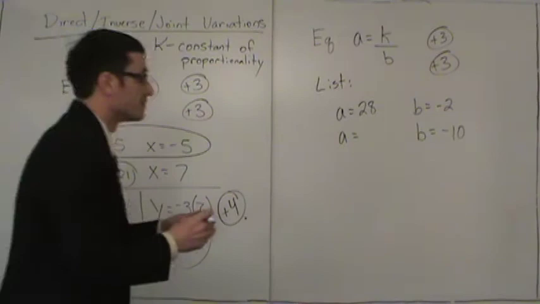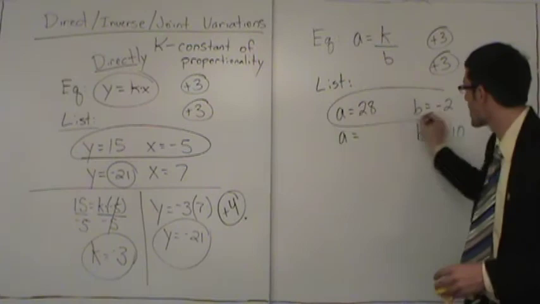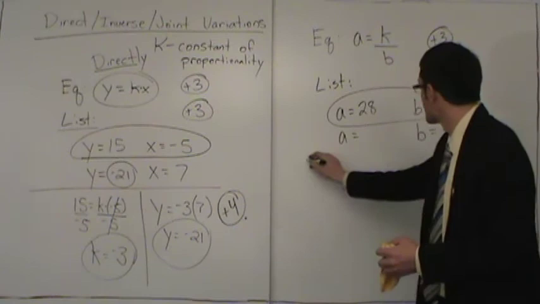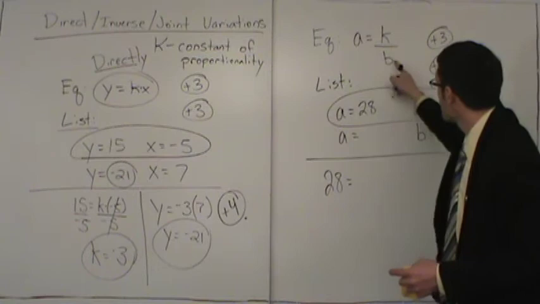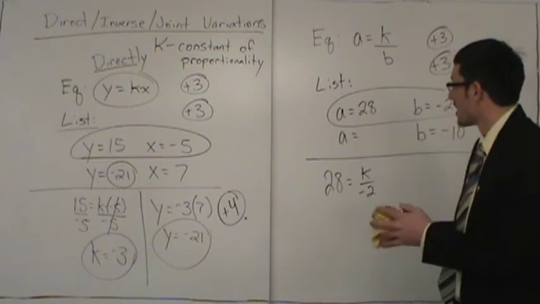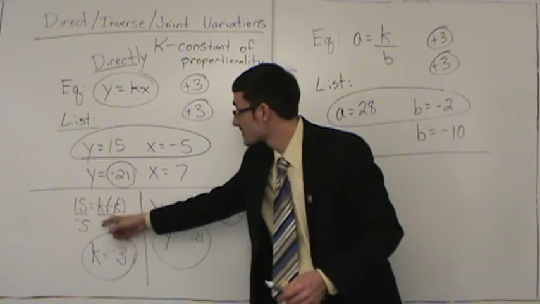Now, what part of the list are we going to start with? Hopefully you say the part that has no missing values. We're going to start with the top part because there's no missing value. The bottom part has a missing value. So throw these values in to find K. So put 28 in for A equals, and we have K over B, which is negative 2. Now notice, if K was being multiplied by 5, we divided.